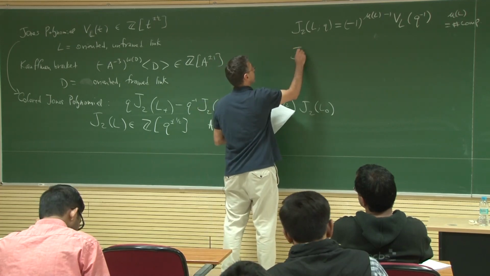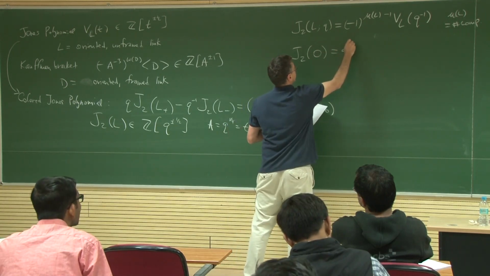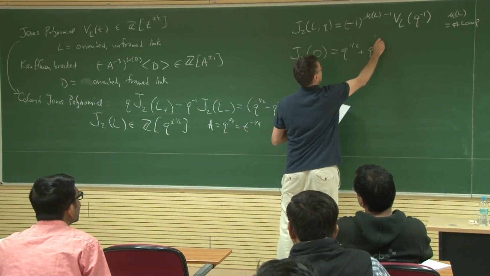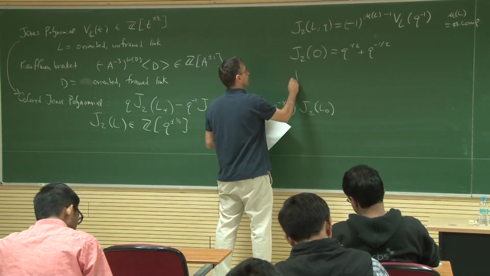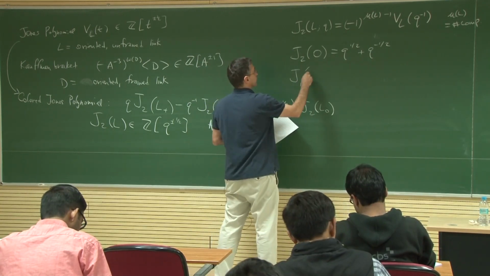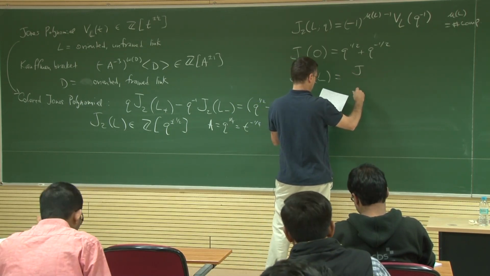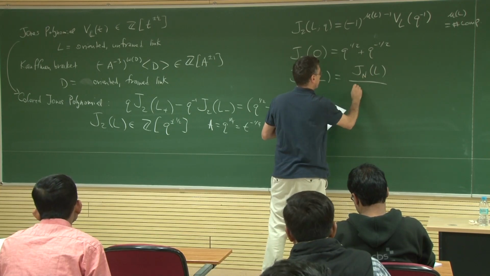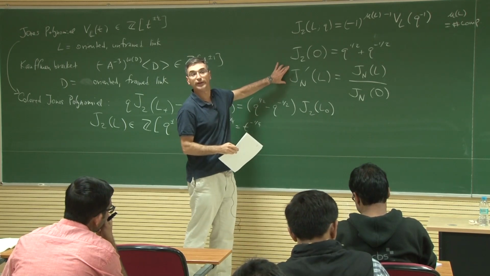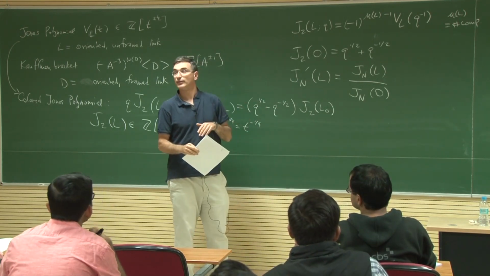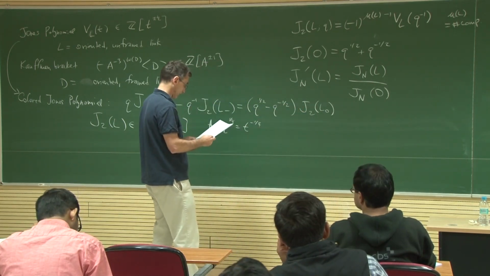In this case, what we get is J2 of the unknot is q to the 1/2 plus q to the minus 1/2. We don't want that, so what we do instead is we normalize and we define, let's call it Jn prime of L, to be Jn of L over Jn of the unknot. And that way, for the unknot, this is 1. So we divide by the value of the unknot. This is going to be the notation for the colored Jones polynomial.